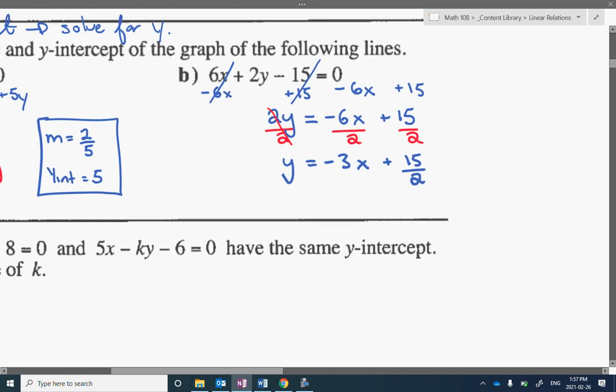What is the slope for this line? Just -3, no x. What is your y-intercept? 15/2.